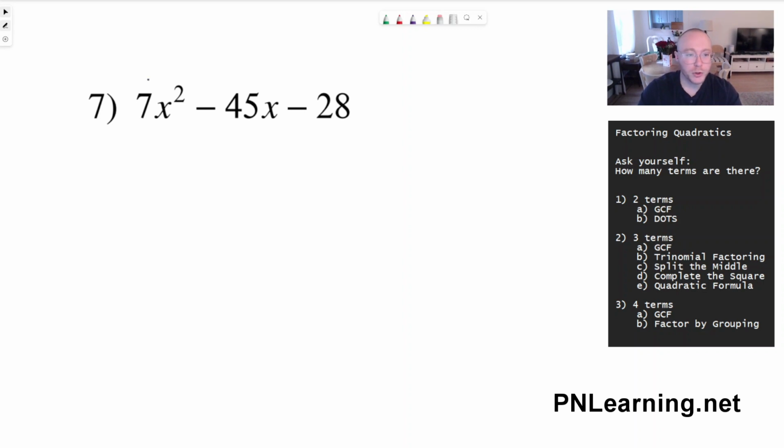We saw this once before today. We want to multiply the a times the c. 7 times negative 28 is negative 196. And let's go ahead and use our calculator to see what factors we have.